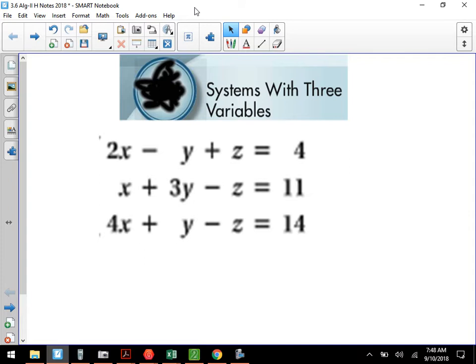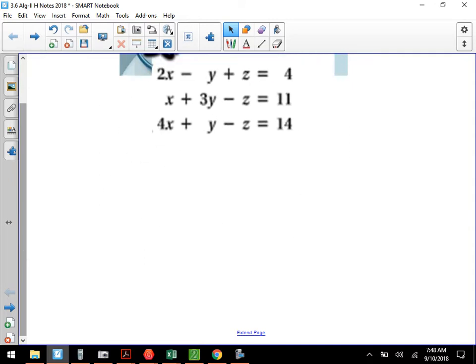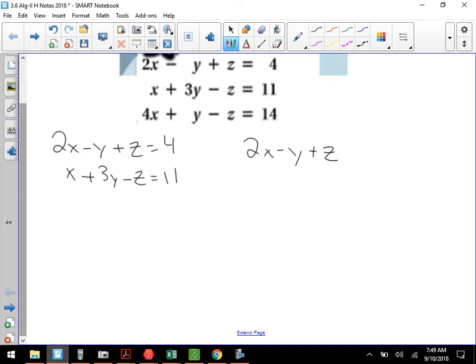So here's what it looks like. Did you guys get that down? Because I'm going to shrink so I have a little bit more room. Here's what it'll look like. What I would do is I would take my 2x minus y plus z is 4, and then I have x plus 3y minus z is 11. And I'm going to redo it again here. 2x minus y plus z is 4, and I have 4x plus y minus z is 14.